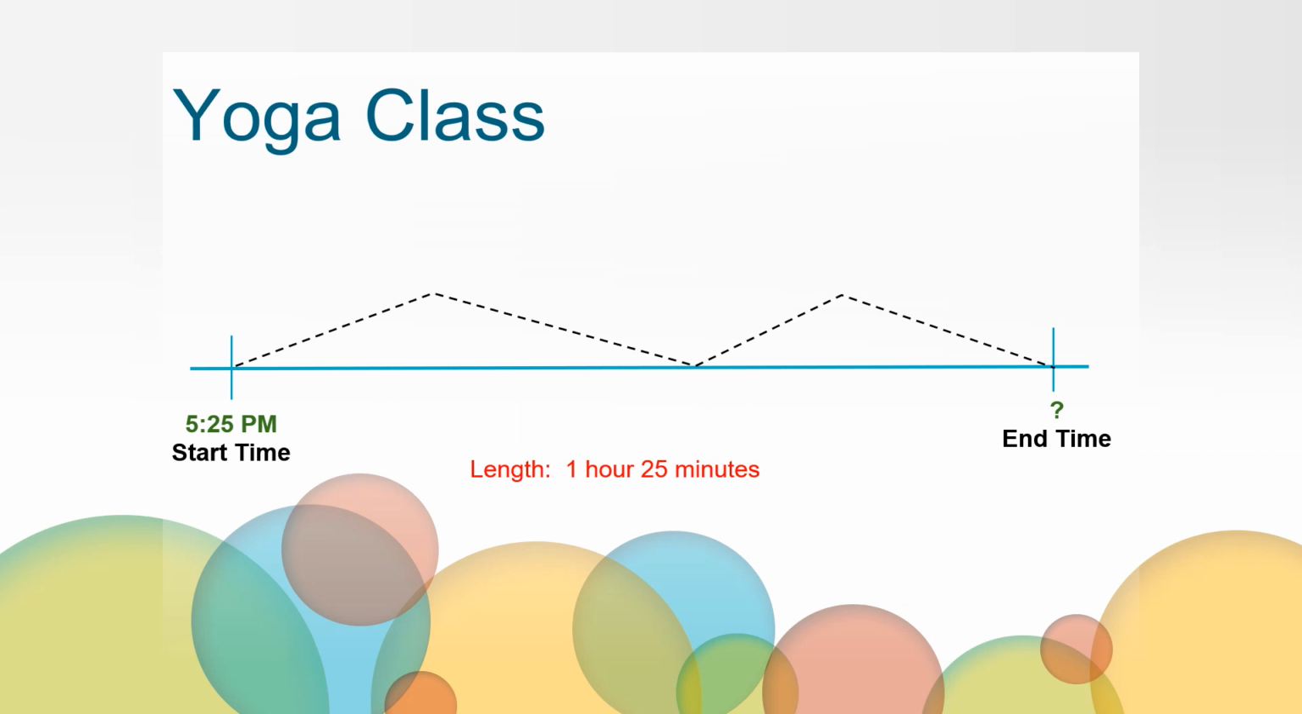We know that yoga starts at 5:15 and lasts 1 hour and 25 minutes. Starting at 5:15, let's jump forward 1 hour. This takes us to 6:15. If we have to go a total of 1 hour and 25 minutes, we have 25 minutes left before the end of yoga class. That means that yoga would end at 6:40 p.m.